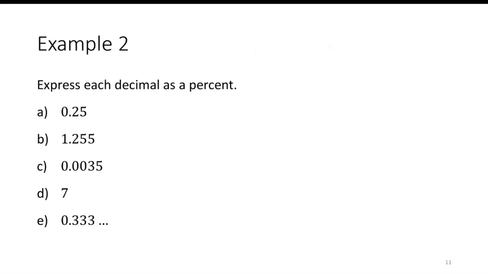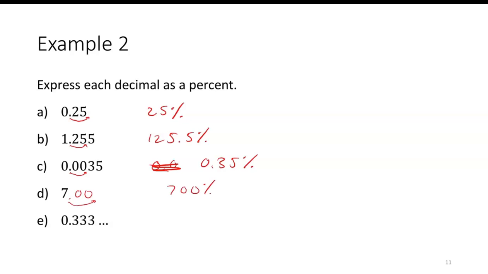So each of these, 0.25 becomes 25%. 1.255 becomes 125.5%. I move the decimal twice to the right. I end up with 0.35%. Then 7, let's assume there's a couple zeros there. You can add as many zeros as you want after the decimal place. So two places to the right, I end up with 700%.